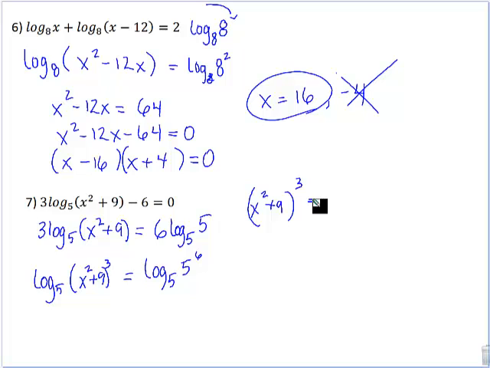You just didn't say that loud enough for me to hear. 15,625. Okay, let's be smart about how we solve this. Do you guys want to expand out the x squared plus 9, to multiply it by itself 3 times? Do you want to do that? No. Probably not. What's another way how we could get rid of the exponent then?